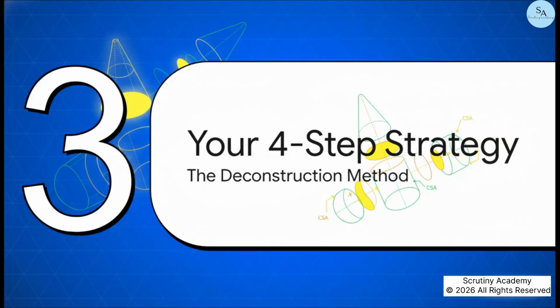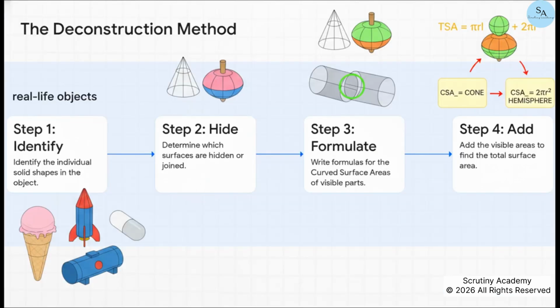Now that we've worked through a couple of examples, we can actually pull out a really simple and powerful strategy. This is something you can apply to any combination of solids problem you face, especially in an exam. Let's just call it the deconstruction method. Step 1. Identify the individual shapes. Is it a cone on a cylinder? A cylinder with two hemispheres? Step 2, and this is the most critical part. Figure out which surfaces are hidden where they're joined together. Do not count those. Step 3, write down the formulas for the visible parts only, which almost always means you'll be using the curved surface area formulas. And finally, step 4, just add those areas up to get your total.